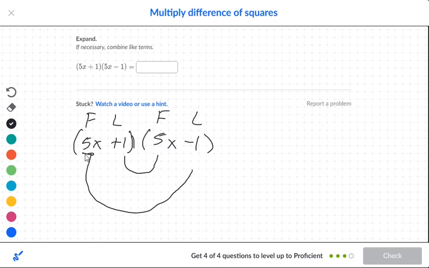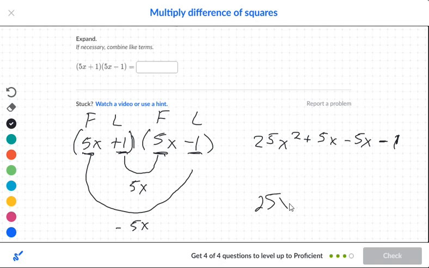So we're going to take the 5x and the 5x. Well, 5 times 5 is 25, to the second. My middle term, 1 times 5x is 5x. 5x times a negative 1 is a negative 5x. So I got the 5x and then I got the minus 5x. So here's my plus. Now I want to finish. This is a positive 1 and this is a negative 1. So 1 times a negative 1 is a negative 1.